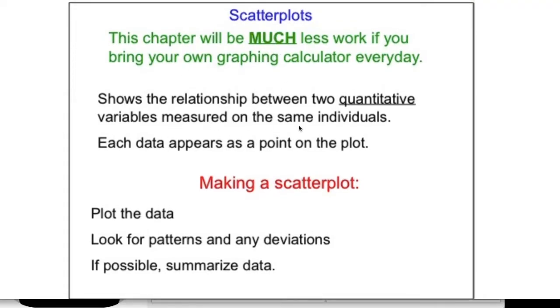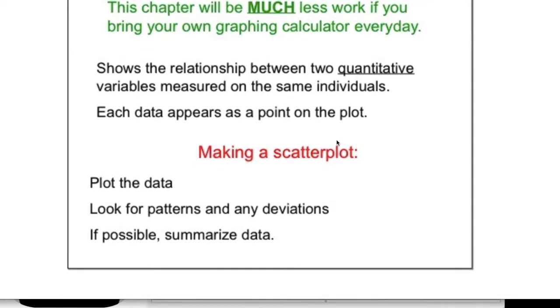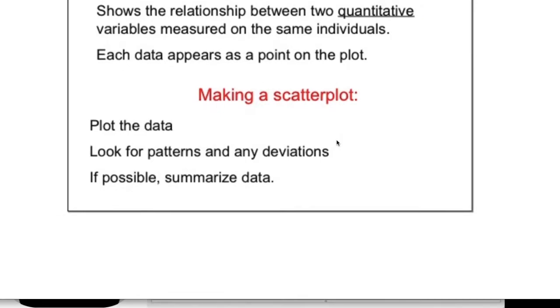Scatter plots show the relationship between two quantitative variables, we defined that word back in chapter 3, I believe, measured on the same individuals. Each data point appears as a point on the plot. Making a scatter plot is fairly simple. Plot the data, look for any patterns and deviations, and then if possible, try to summarize.